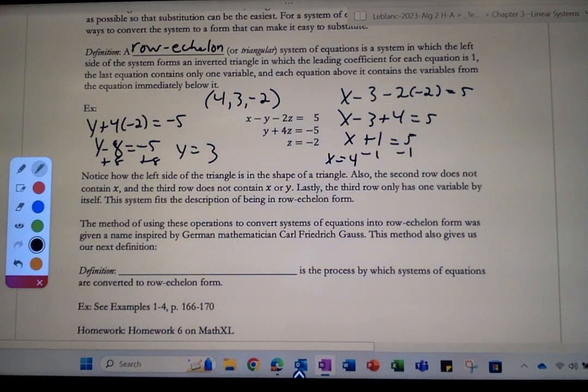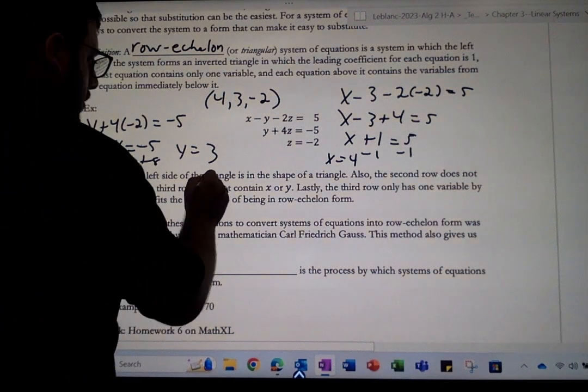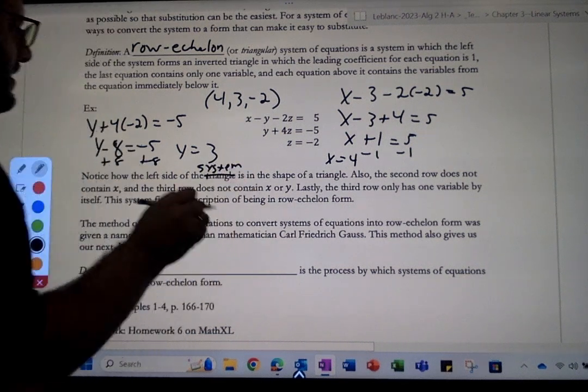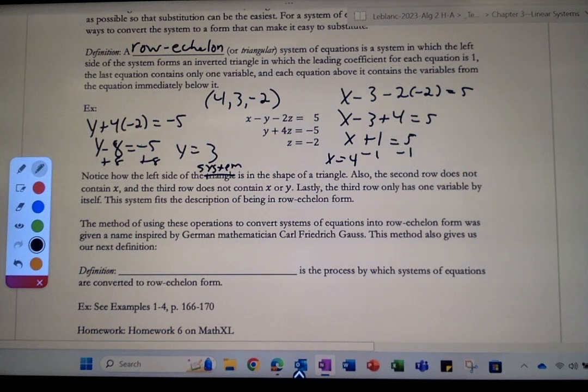Okay. So notice how the left side of the system is in the shape of a triangle. The second row doesn't contain x. The third row doesn't contain x or y. Lastly, the third row has only one variable by itself, and then, of course, it fits the description of being in row echelon form.